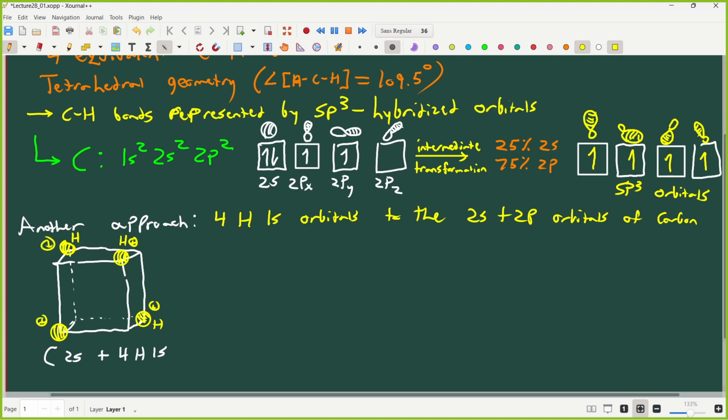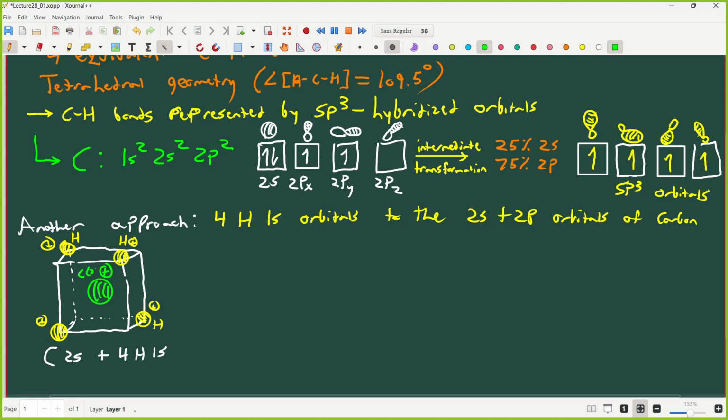Right? These have plus signage, and what we're going to do is just put a fat carbon 2s orbital in the middle. And this is also plus. That's our carbon atom. I'll clean this up a little bit. This is our carbon 2s orbital.